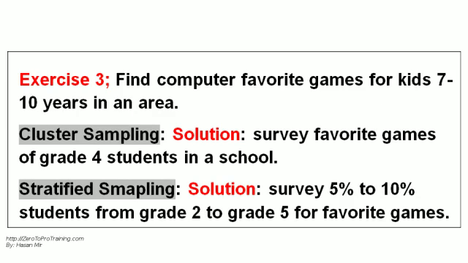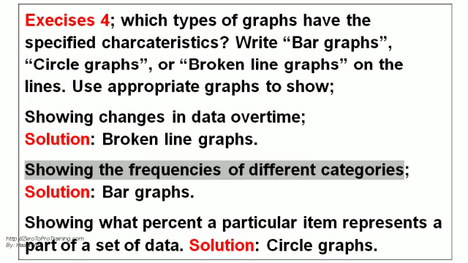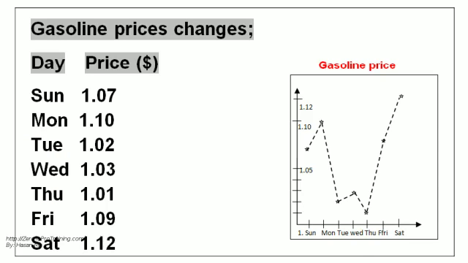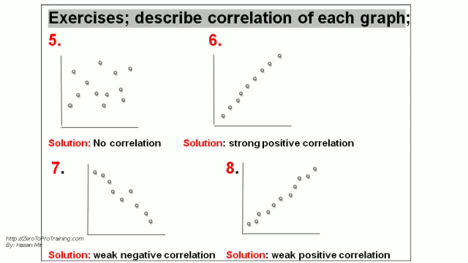See slide contents. Next, exercise 4: appropriate types of graphs. Characteristics: changes in data over time is broken line, frequencies is bar diagrams, percentages is circle graphs. Next slide, continued from previous slide: gasoline price, broken line graph. Next slide, exercises: describe correlation of graphs.